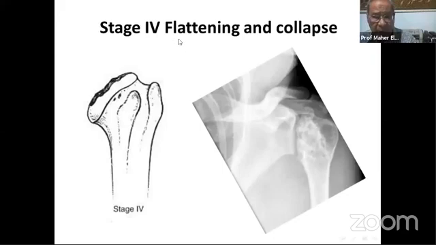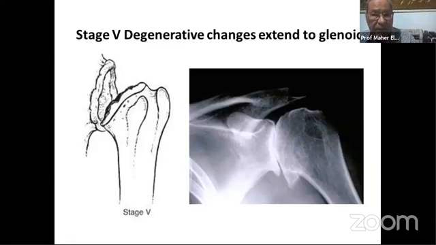Stage 4, flattening and collapse, like here, with possibly fragmentation and even loose body formation. Finally, stage 5 is degenerative changes extending to the glenoid, and this is the final pathway or the end station of avascular necrosis. There is bipolar osteoarthritis in the head as well as in the glenoid, and almost no joint space.